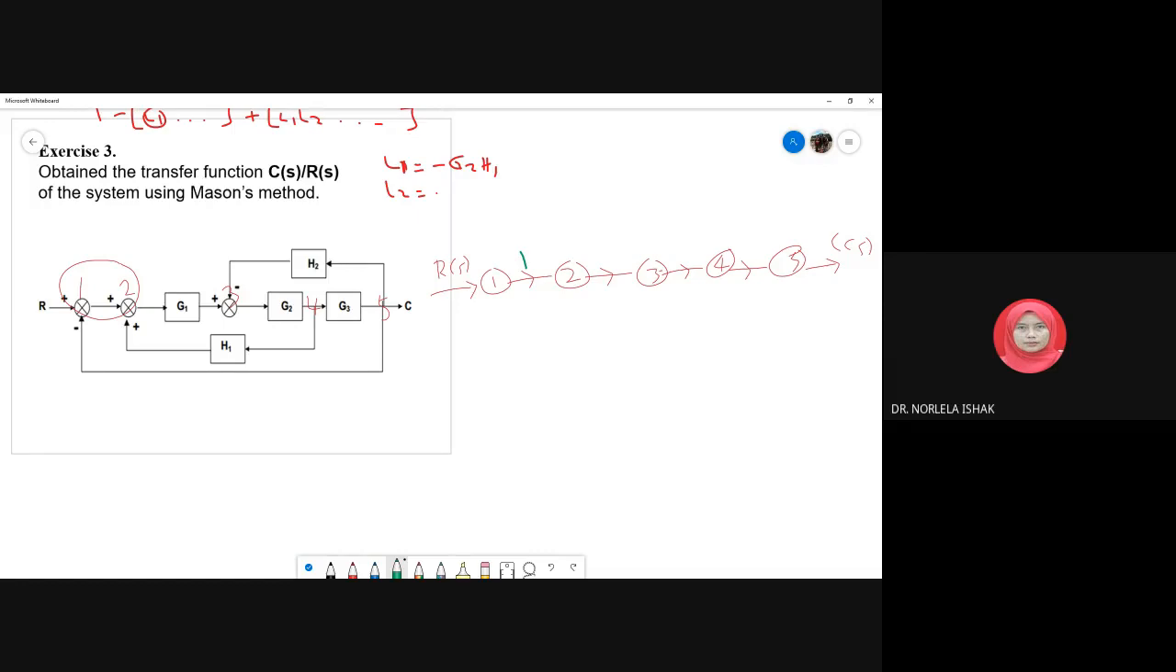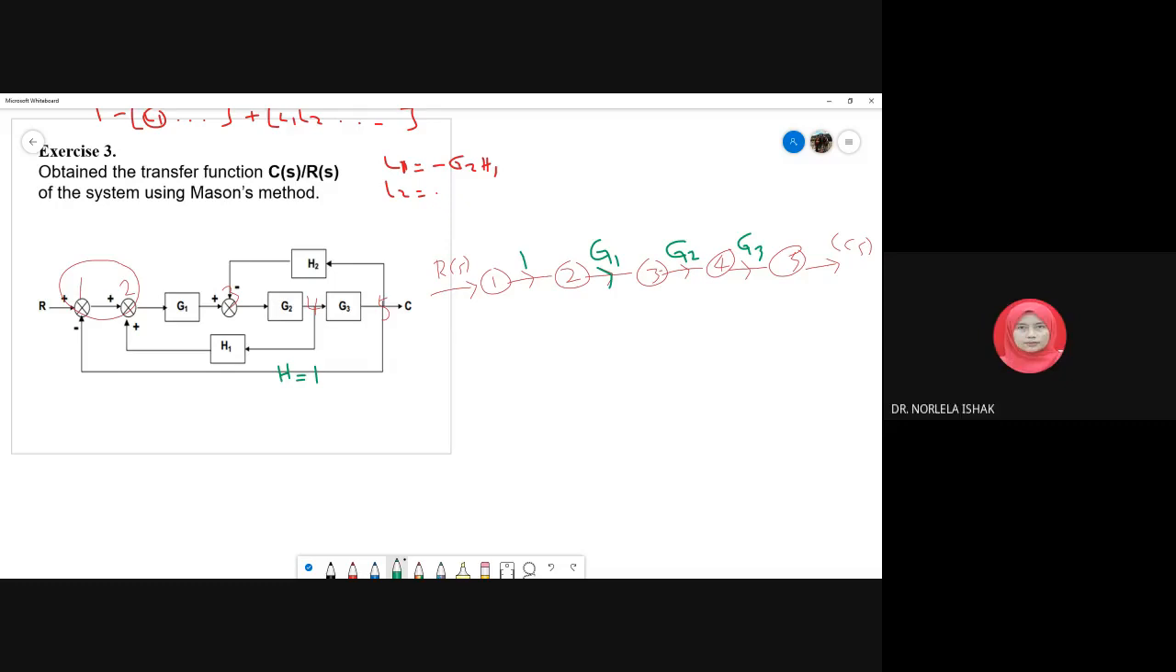Okay, how about between node 2 and 3? We have G1. Okay, and then this is the label, right? How about 3 and 4? Yes. G2. Okay, we have G2. 4 and 5? G3. Okay, we have G3. Very good. Okay. And then, how about the H1, H2, and this one? H, unity feedback. H equal to 1. H2. Okay.